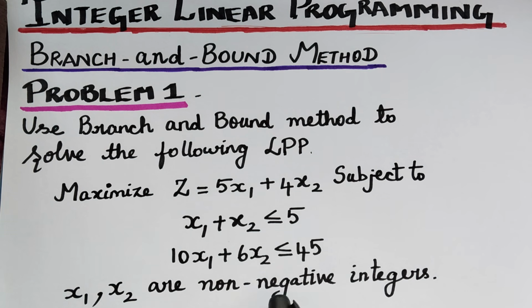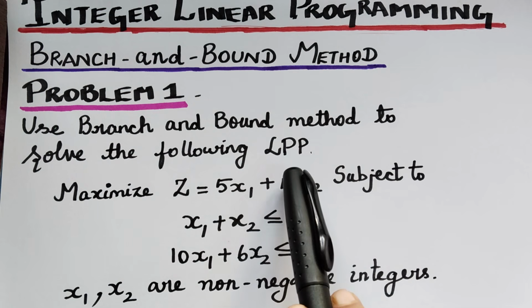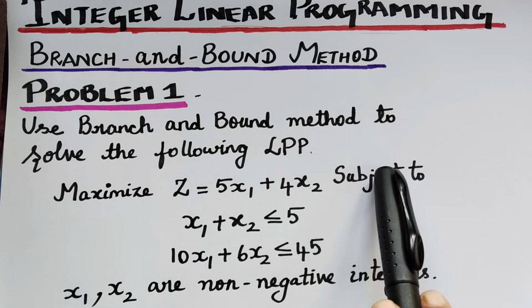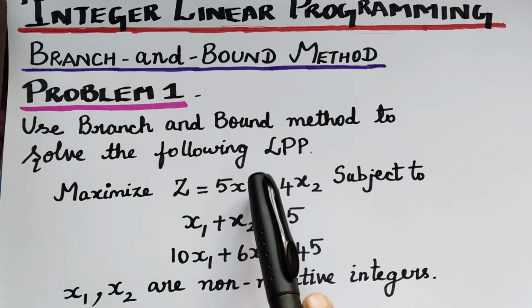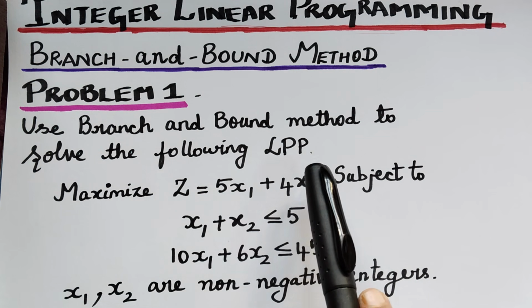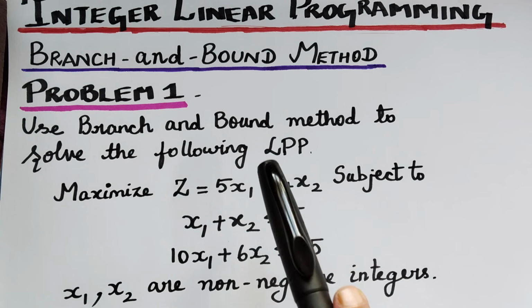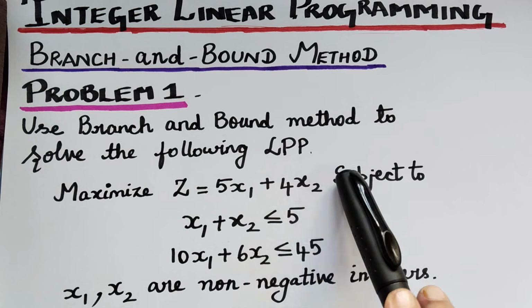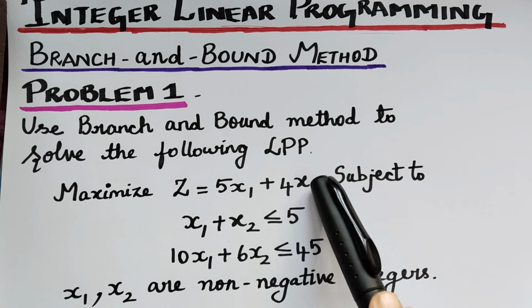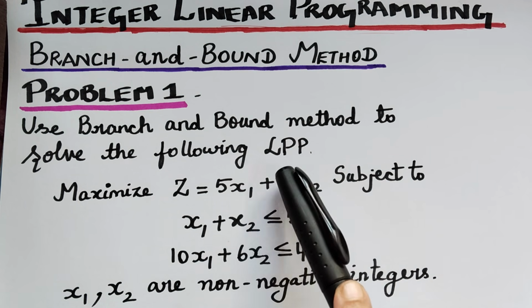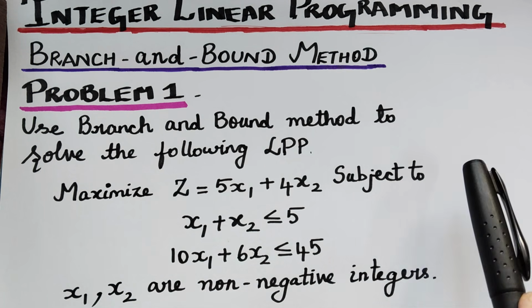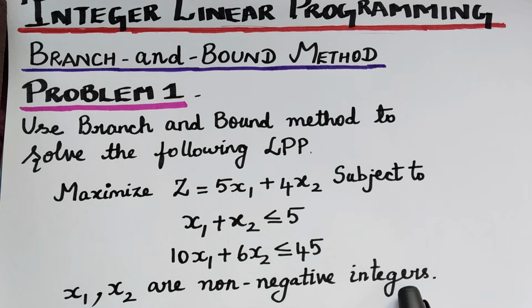x2 are non-negative integers. The difference between an LPP and an ILPP, that is the linear programming problem and the integer programming problem, is that the solution space of an integer linear programming problem should be integers, whereas in a linear programming problem, if we get decimals also, the solution is accepted, whereas in an integer linear programming problem the solution should not have decimal values, they should be only integers.